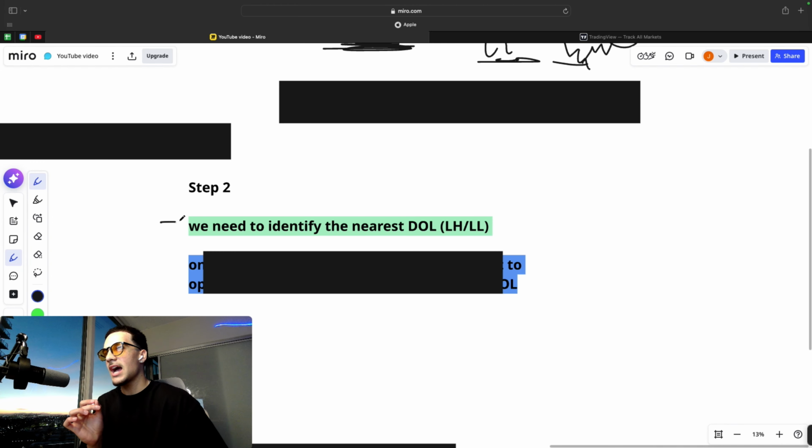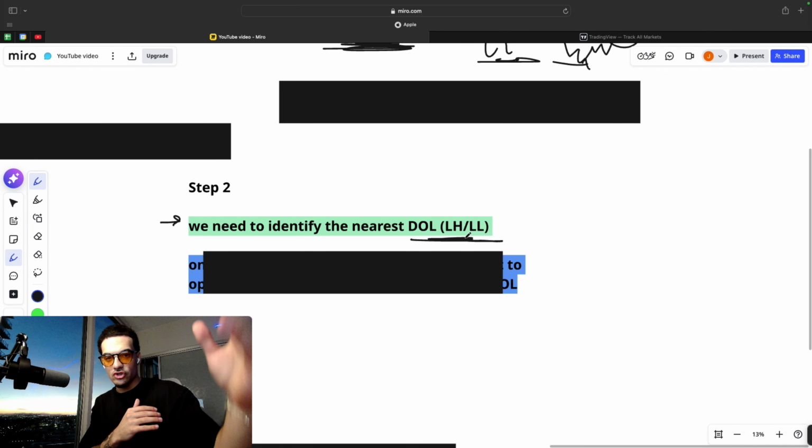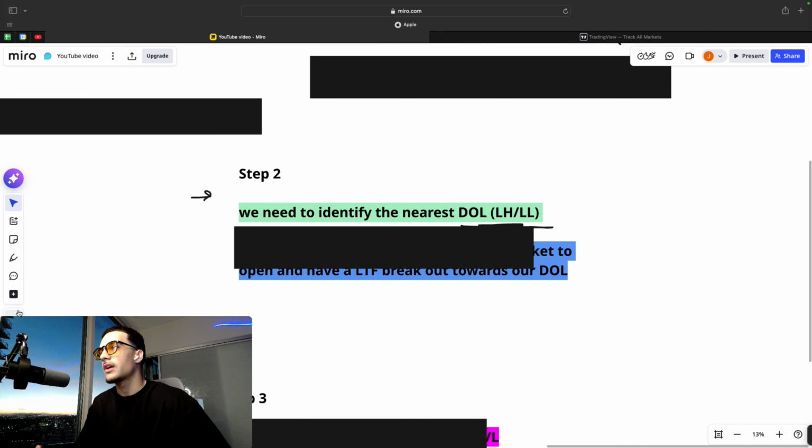Okay. Is London high the nearest draw on liquidity? Do we have a 15-minute prominent high, 15-minute prominent low? Where is that nearest draw on liquidity in the high time frame? Because this is also going to help with the direction, where we want to actually target, or potentially where we want to trade to on that market open breakout. Okay. So step 2.